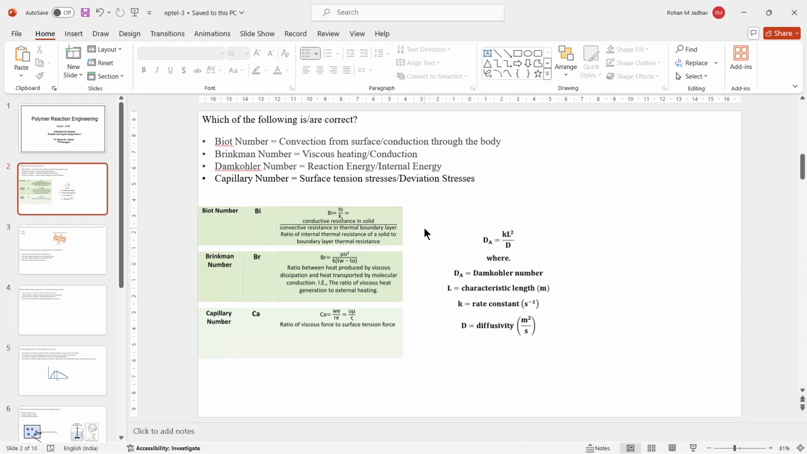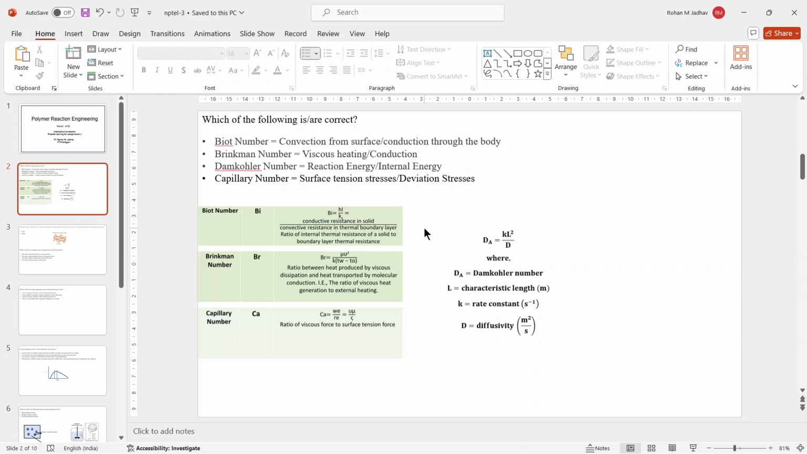Then next we have the Brinkman number. In the Brinkman number we have the viscous heating divided by the conduction heating. You can see the definition: mu u square divided by K (Tw minus T). So we have the ratio between the heat produced by viscous dissipation and the heat transported by molecular conduction. Molecular conduction is the temperature difference multiplied by K, the thermal conductivity coefficient, and the Tw minus T naught is the temperature difference.